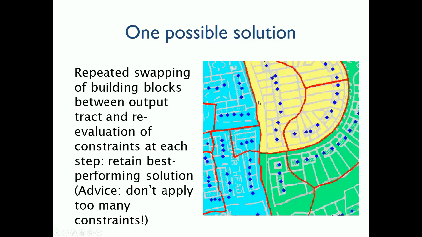So not going through looping all of these, but in the little example I just showed you, it may be that the final result looked a bit like this. 3 of those polygons, building blocks, got put together to make this yellow area. 3 others down here got put together to make that green area, and these on the left got put together with the blue. The advice in general is don't apply too many constraints because they're all competing with one another.